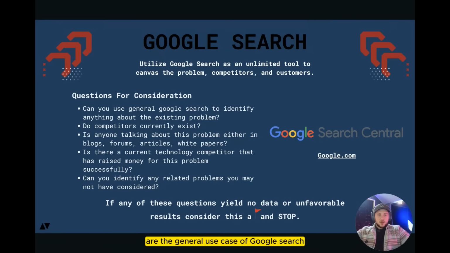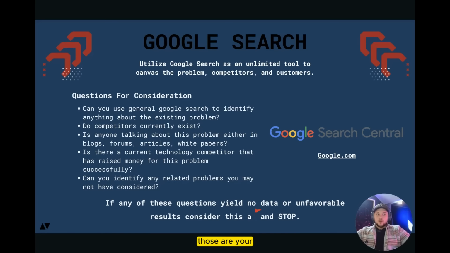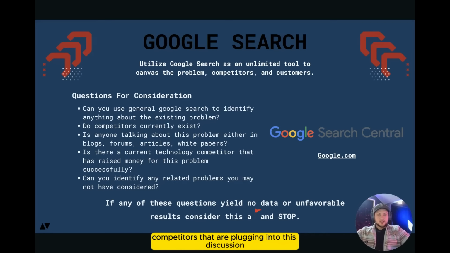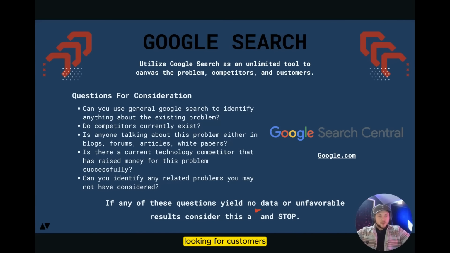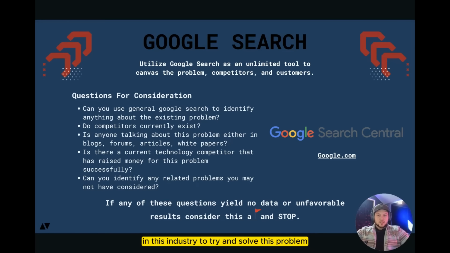Things to consider are the general use case of Google search. Typing in keywords, typing in questions, typing in pain points and problem statements. Ultimately, take a look at some of the ads that are at the top of Google search result pages. Those are your competitors that are plugging into this discussion looking for customers. Those are going to be the organizations that have already been first movers in this industry to try and solve this problem. It's a great idea to become a student of your competition if they exist.